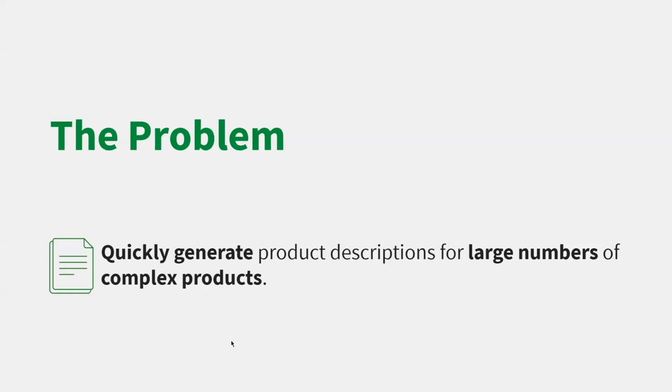What is the usual problem with generating content? Usually you want to quickly generate product descriptions for a large number of products, and these products are usually pretty complex. That's the main task text automation is for, and we can usually help you pretty well with that, but sometimes the products are so diverse that you can't text for everything at once.